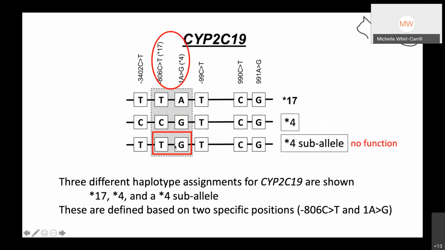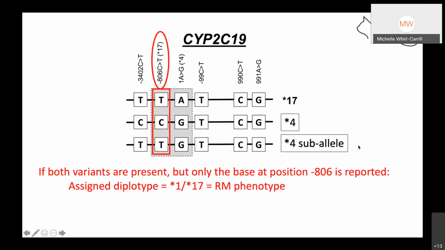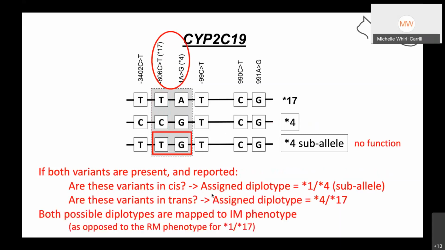Okay, so that's why this is a no function. If you have these together, like I said, even though you have this upstream variant that turns on transcription, you're not making any protein. So this star 4 suballele is still no function. Okay, why does this matter? If you have just the T variant, you would be assigned a star 1, star 17 diplotype, and people would say you're a rapid metabolizer phenotype. But if you have the G, then no matter how you look at it, you're not a rapid metabolizer. You're at best an intermediate metabolizer phenotype. There's a couple ways to view this.